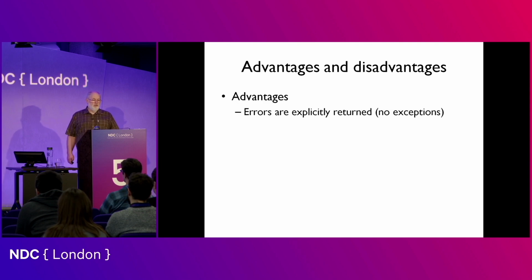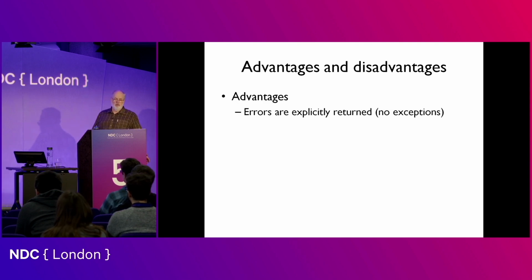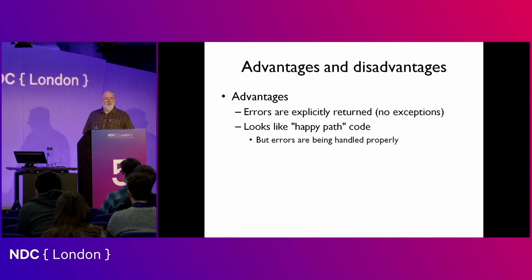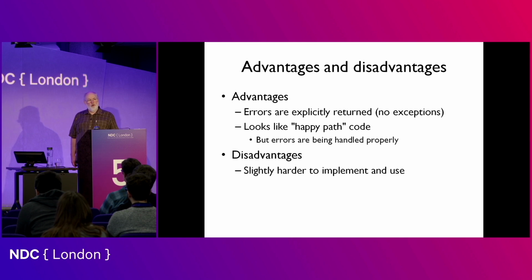Okay, so advantages, again, we're not using exceptions, we're actually returning a choice between success or failure. It's almost like returning a Boolean. Everything looks like a happy path, but we are handling errors properly. Again, it's a little more awkward to use, but there we go.